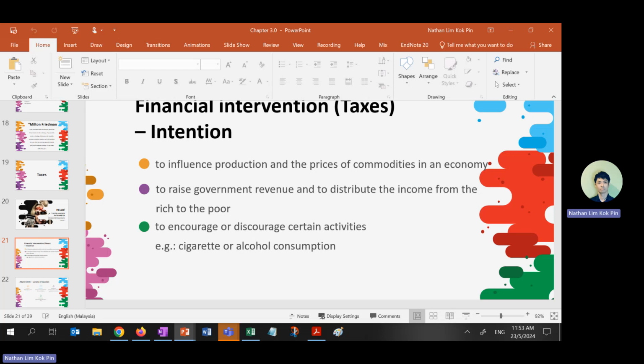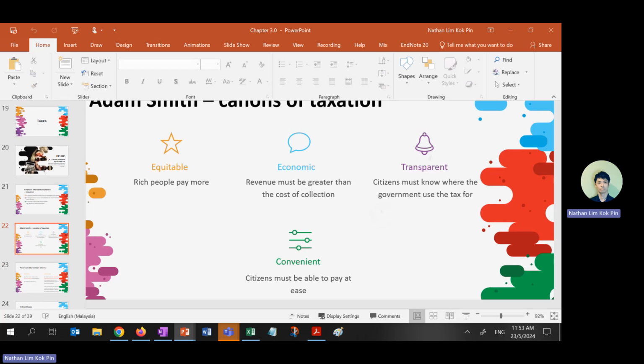So who are they to determine what's wrong and right? Why can they simply tax? They think that's not right, so they tax you. Nonsense, right? Okay, all these are nonsense, but we just follow. According to Adam Smith, right?